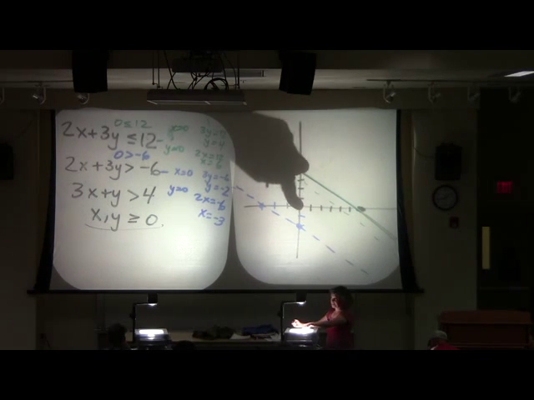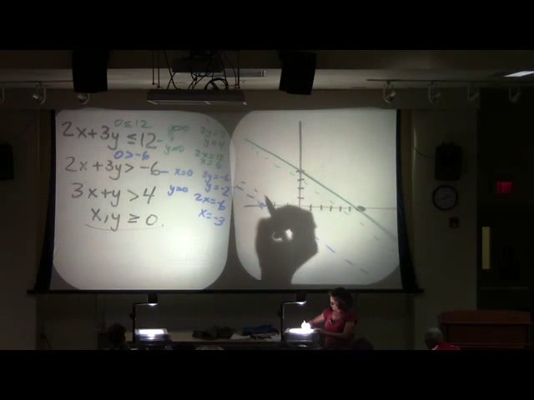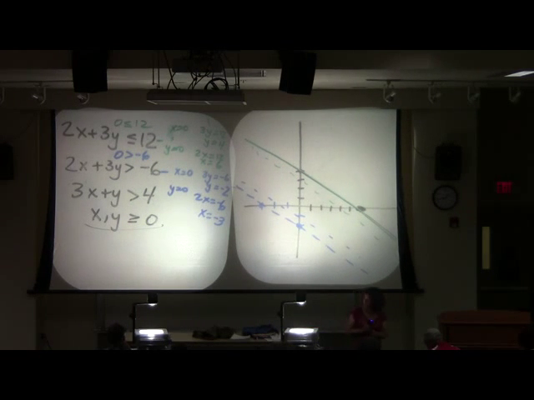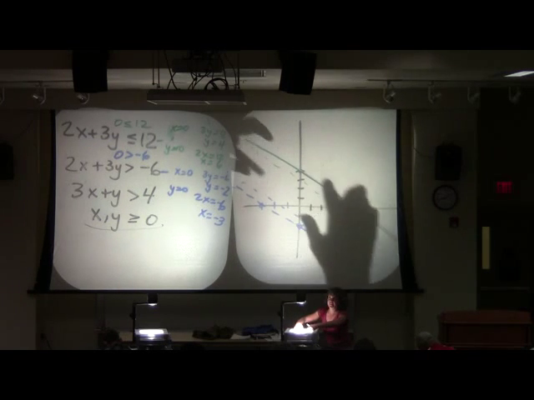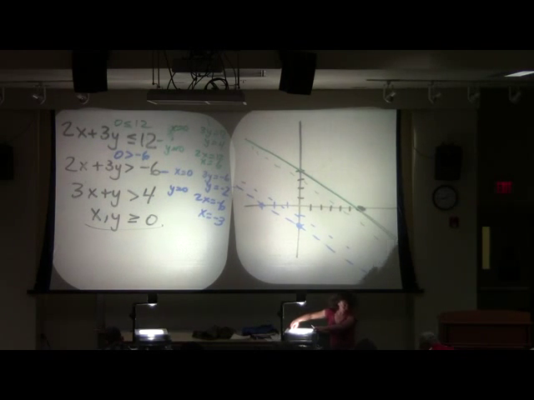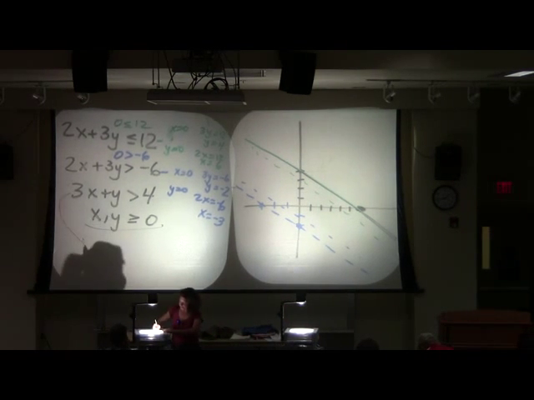So since 0, 0 lives on this side of my line, I'm going to shade on that side. Will you guys grant me that at this point, I'm bounded between my lines here? All right, we got this one band happening. All righty, one more line to go with this guy.